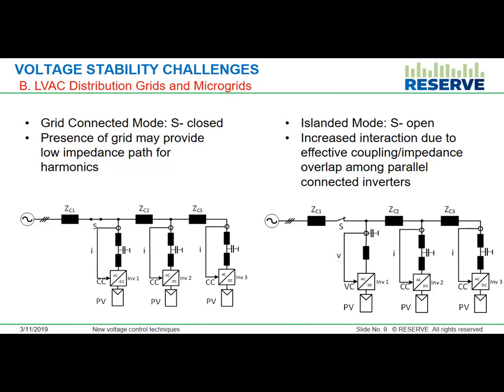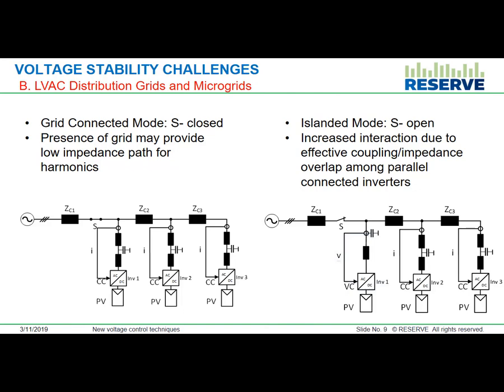One thing that we need to note here is the interaction among the converters. In the case of grid connection, thanks to the presence of the grid, you could have a low impedance path. So when the converters inject harmonics, if you have a strong grid, then if you draw the Thevenin equivalent, this is more or less like a short, or a very small impedance. So all the harmonics will be absorbed by the grid, and it wouldn't affect the bus voltage.